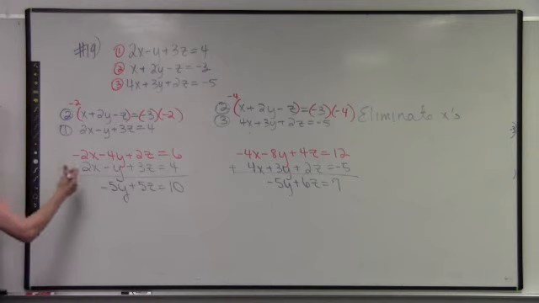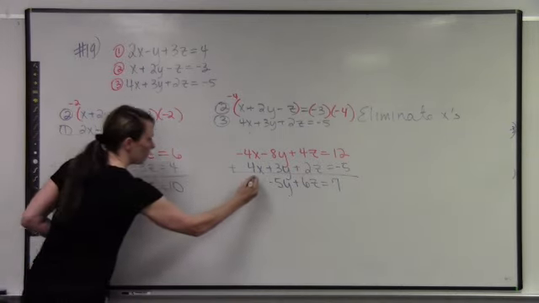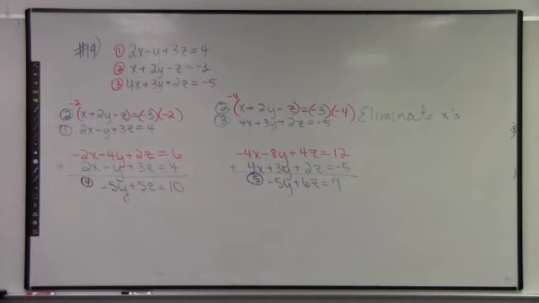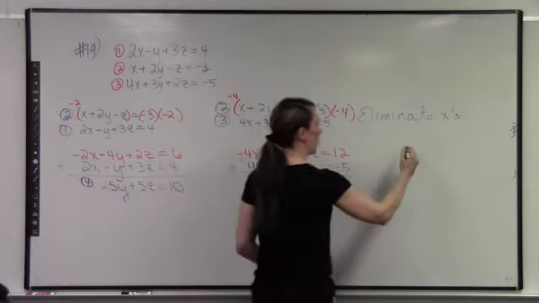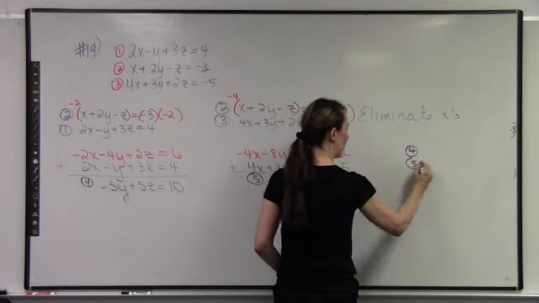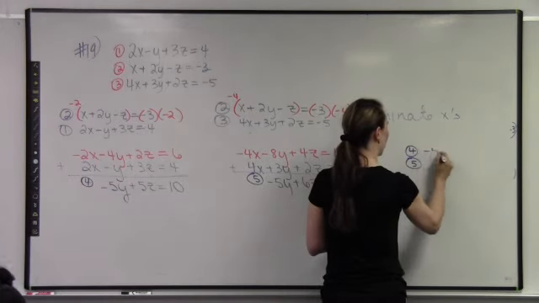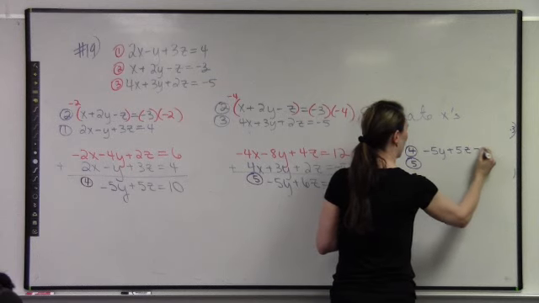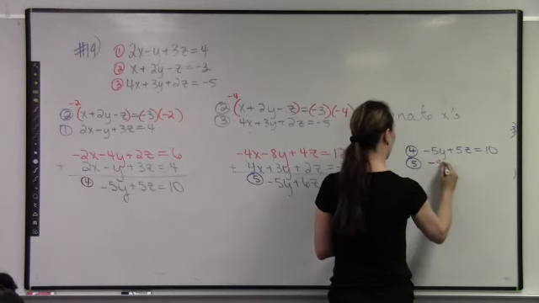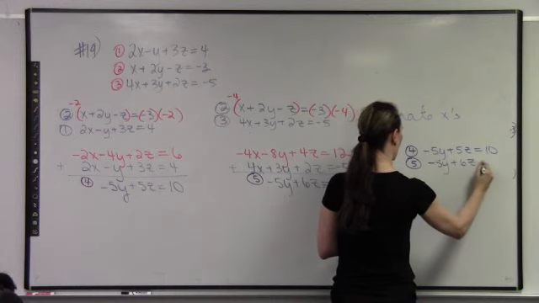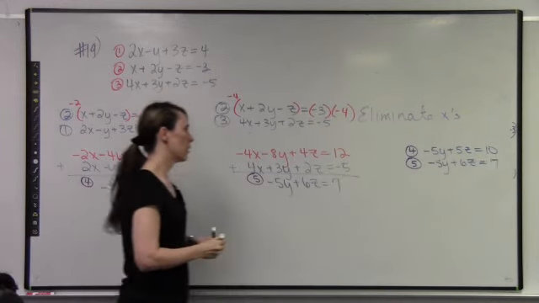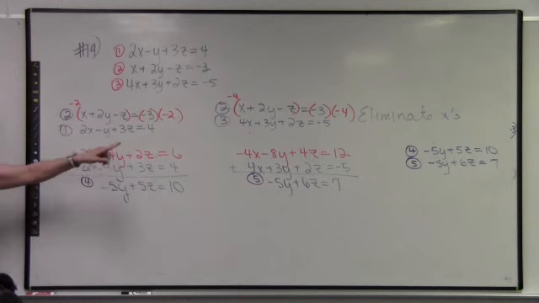We've already used 1, 2, and 3, so I'm going to use 4 and 5. Are you okay with that? 4 and 5. All right, so I need to group 4 and 5 together. So I'm just going to work right over here and group them together. 4 and 5. Those two equations. So let me rewrite what I have. Rewriting 4 and 5, and I'm going to work with them off to the side.